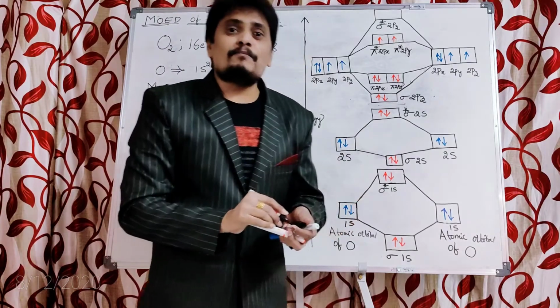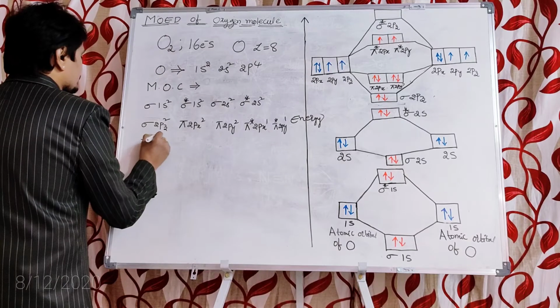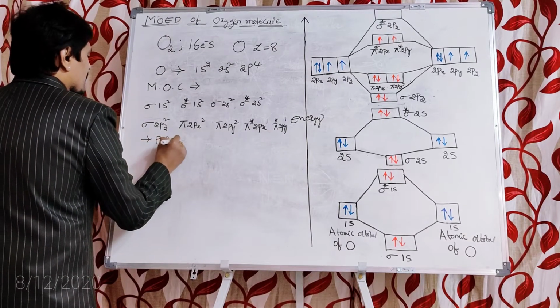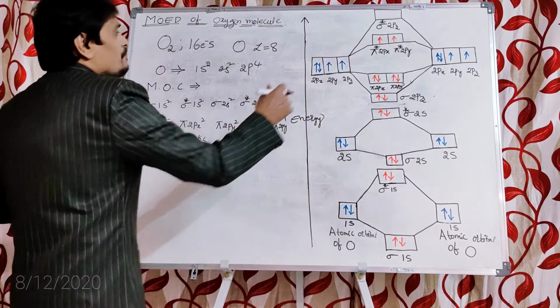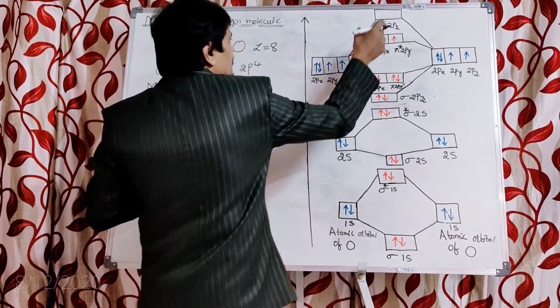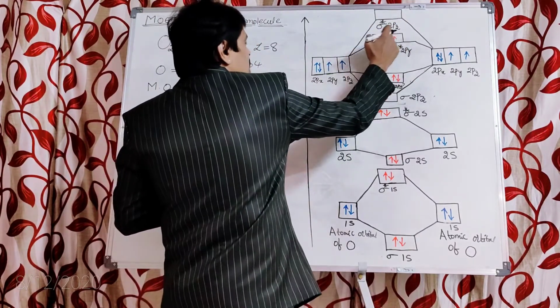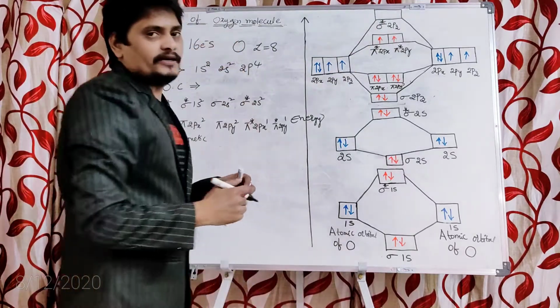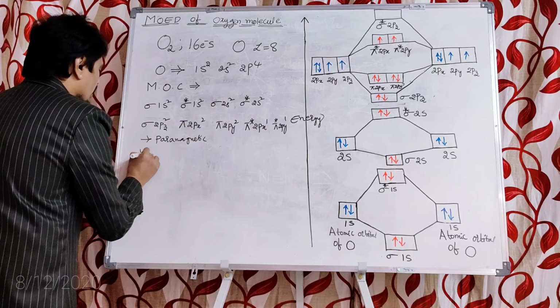So it is paramagnetic. How can we say that it is paramagnetic? If unpaired electrons are present in the molecular orbitals, it is paramagnetic. If unpaired electrons are not present, then it is diamagnetic. Unpaired electrons are present, so it is paramagnetic. Now, what we need to do? We have to calculate the bond order.